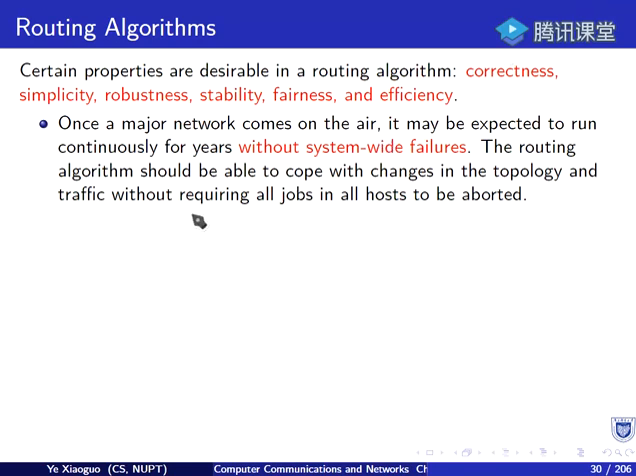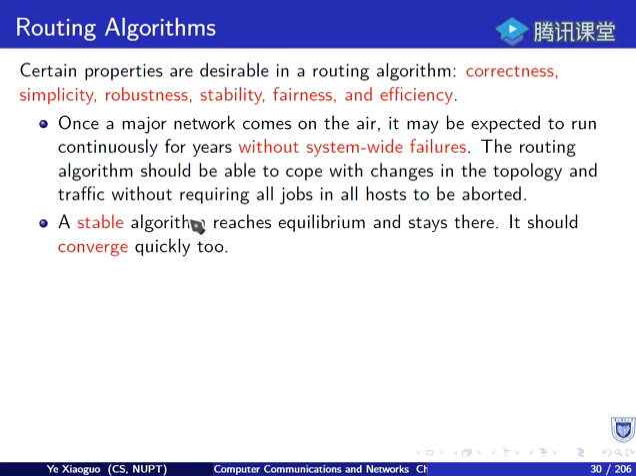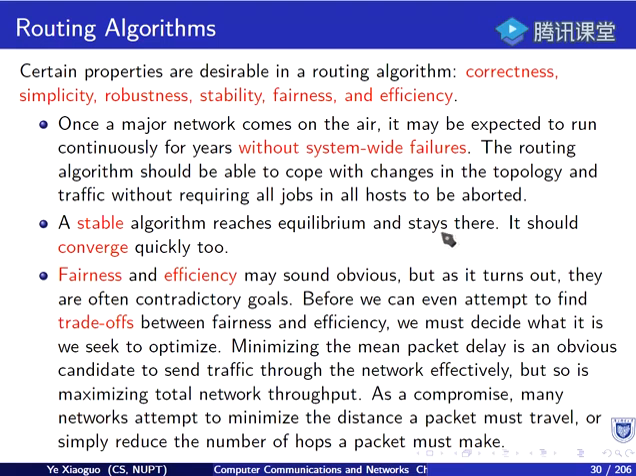Once a major network comes on the air, it may be expected to run continuously for years without system-wide failure. The routing algorithm should be able to cope with changes in topology and traffic without requiring all jobs in all hosts to be aborted. A stable algorithm reaches equilibrium and stays there. It should converge quickly too.